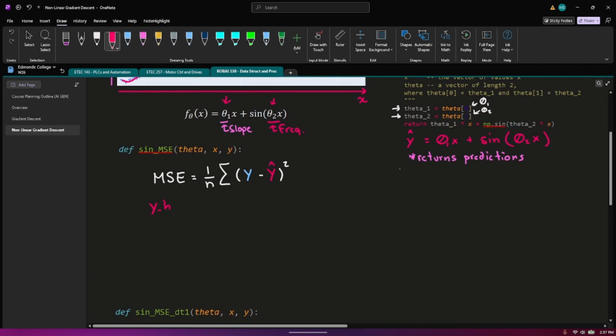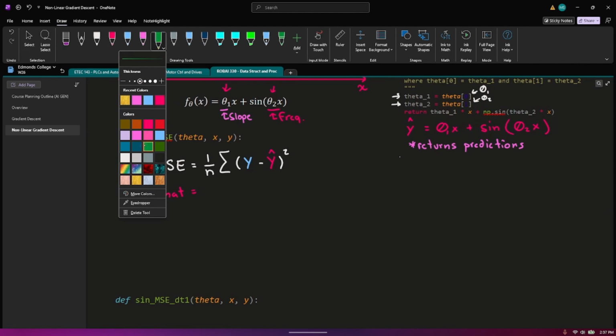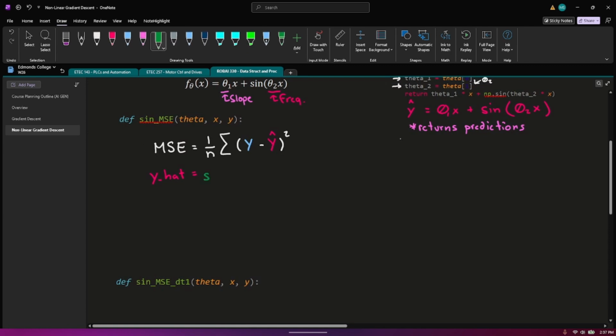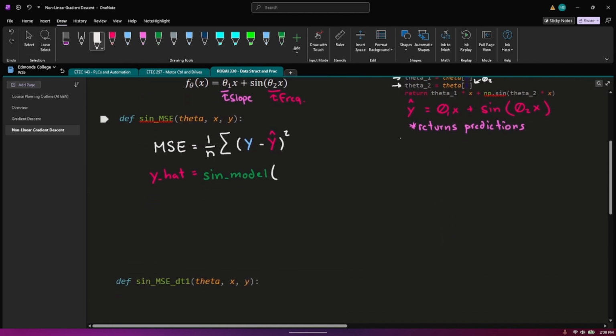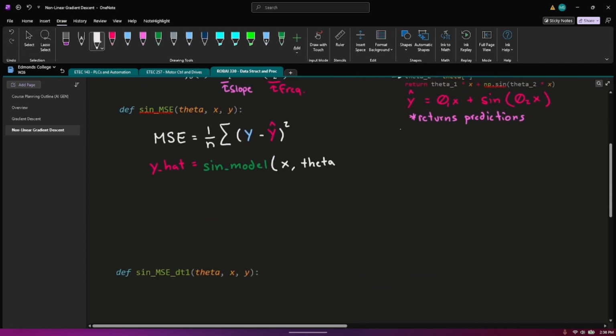So I'll say y_hat equals, and we'll use this sine model right here, which is green, so I'm going to also choose green for that. We will pass it our x and our theta, which we have as input arguments here. This gives us our y-hat values, and then we can get our MSE.